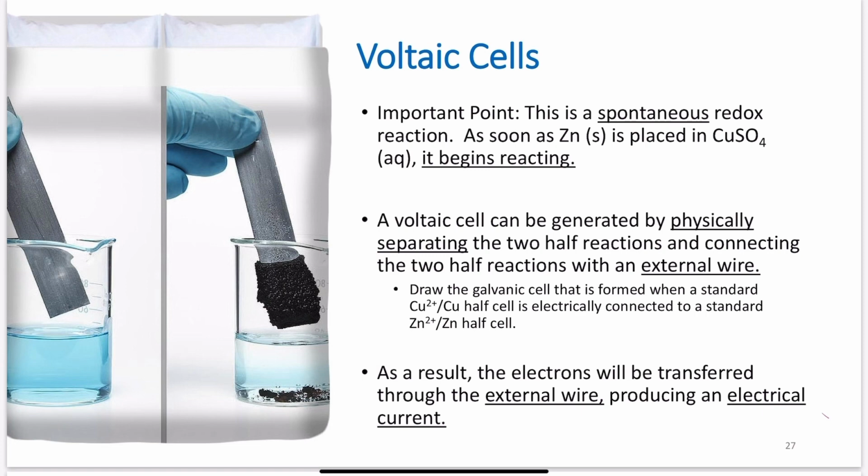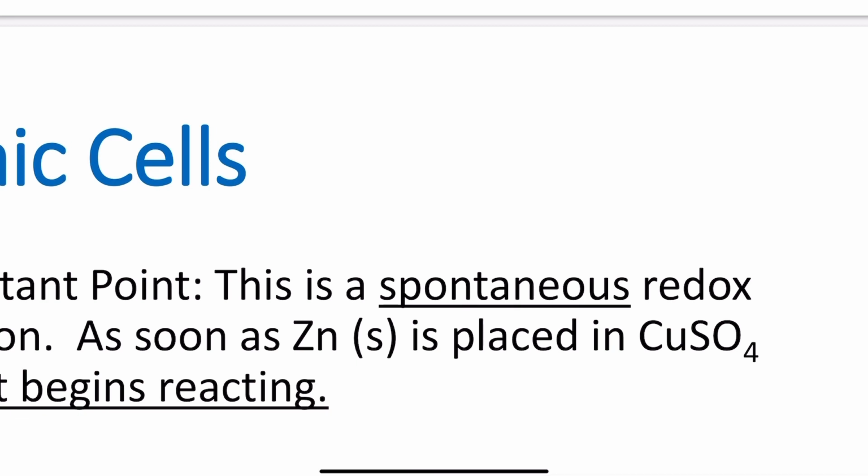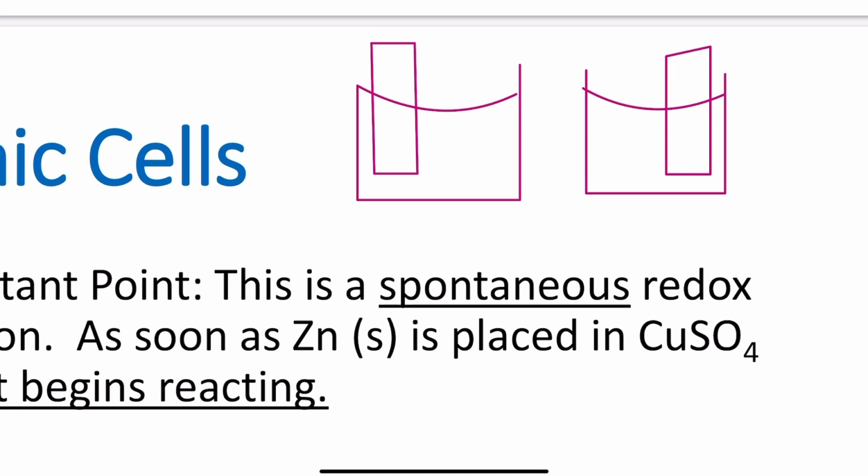And so, draw the galvanic cell that's formed when a standard copper 2+ copper half cell is electrically connected to a standard zinc 2+ zinc half cell. That's what we have pictured above, but let's go ahead and just give ourselves some space and draw it as well. Let's say we have two different beakers, okay? We've got 1 and 2. Each beaker is going to have some kind of electrode in it, some kind of solution in it, and these are going to be connected by an external wire and a salt bridge.